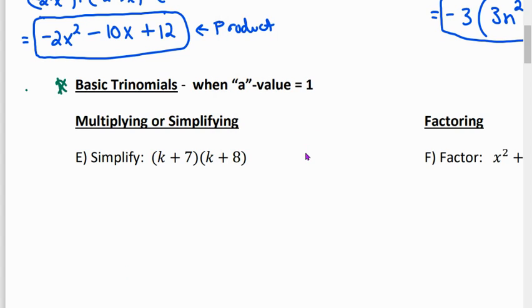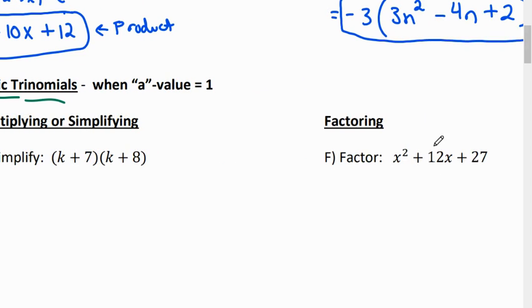So these are called basic trinomials. A basic trinomial is a polynomial that has 3 terms like this, x squared plus 12x plus 27, and the a value equals 1.